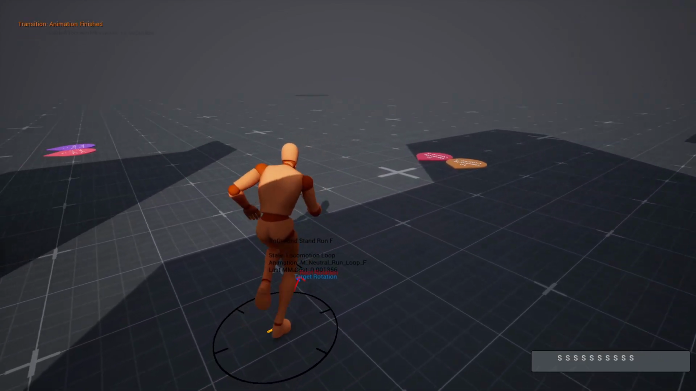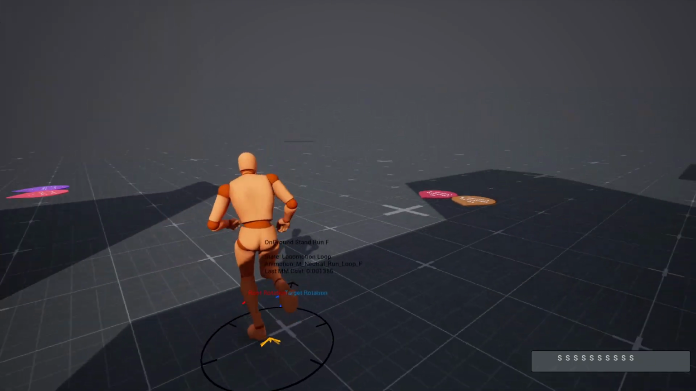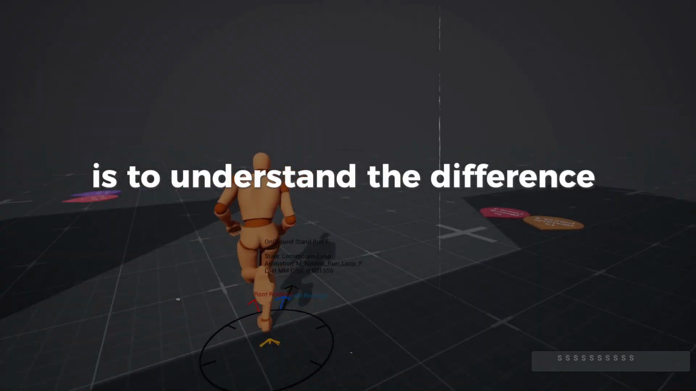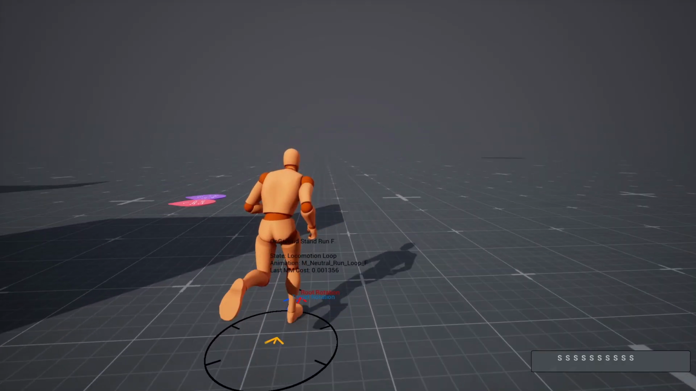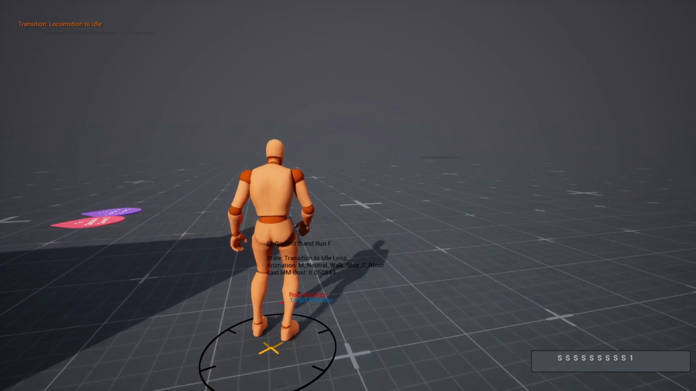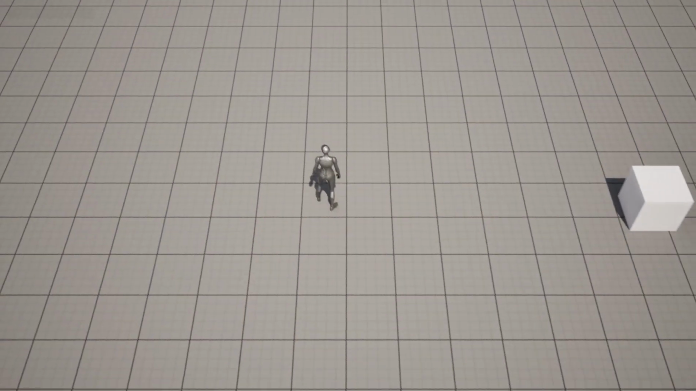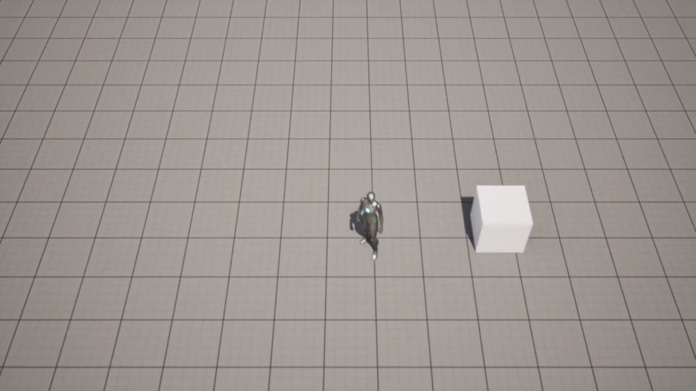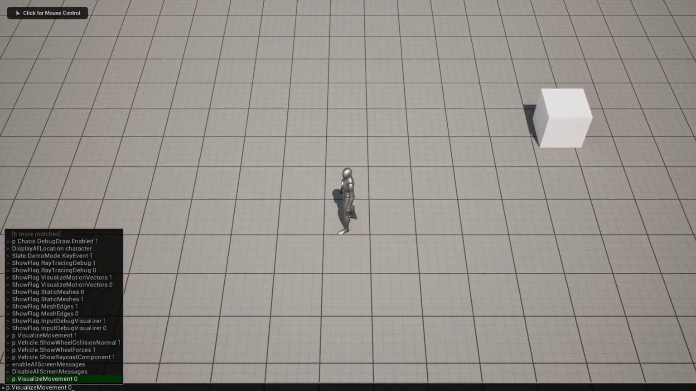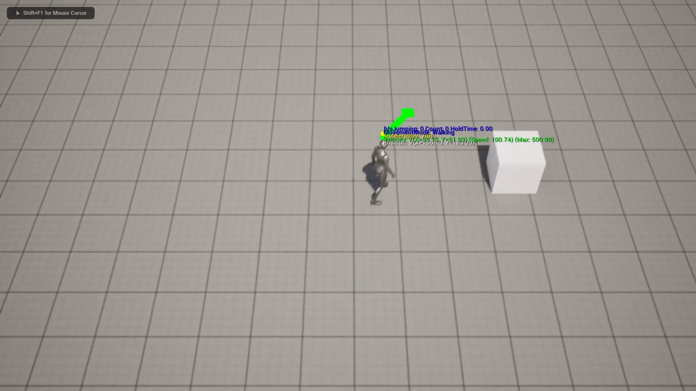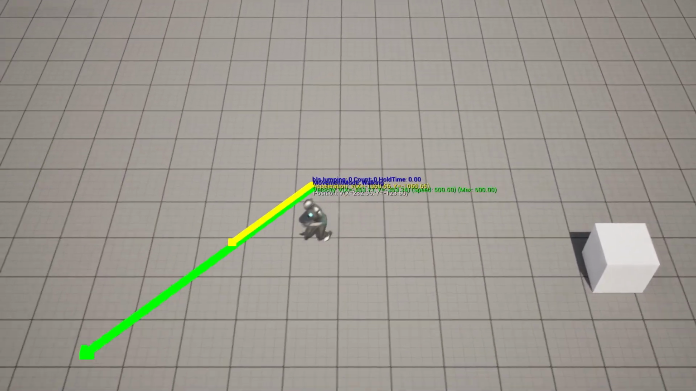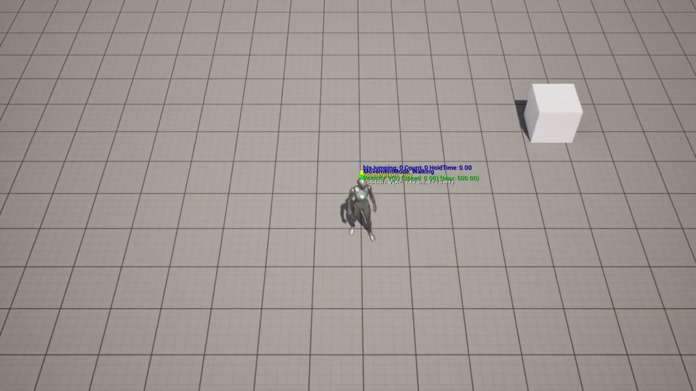A very important thing that can help you make sense of vectors is to understand the difference between a point and the vector, since they are usually represented by the same data type in game engines, which can cause some confusion. Our player's location is the position it starts movement from, and its velocity is the direction it will move and how far it will move.